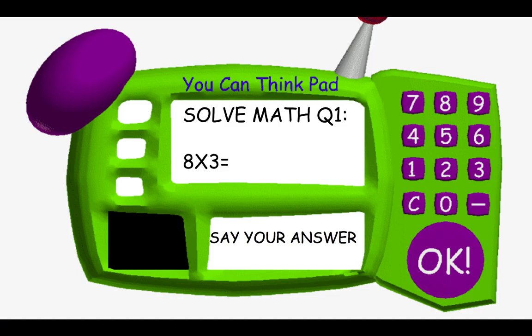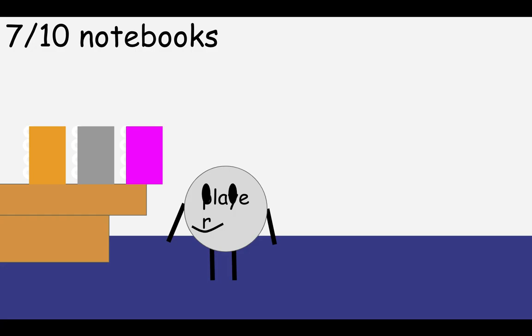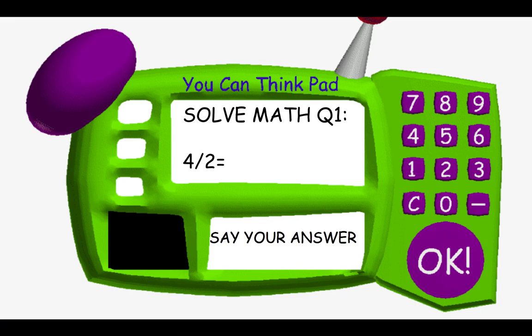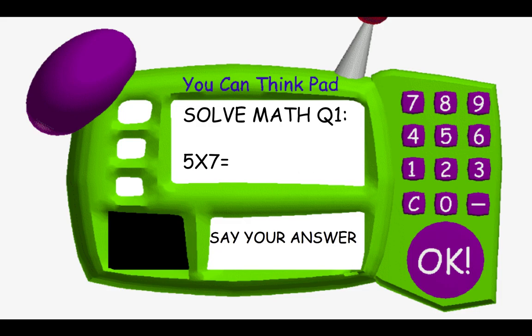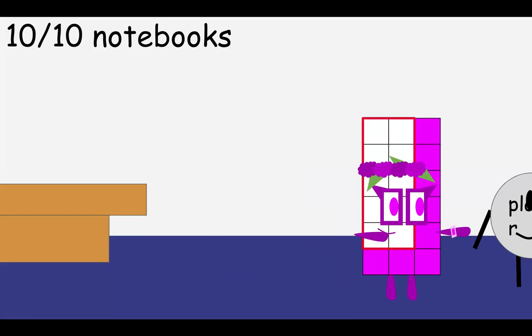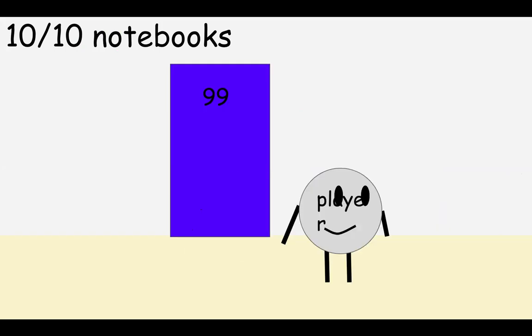8 times 3, that's 24. That's 24. And that's 24. That's 104, and that is 1. That's 20. 516, 1, 35, negative 9.